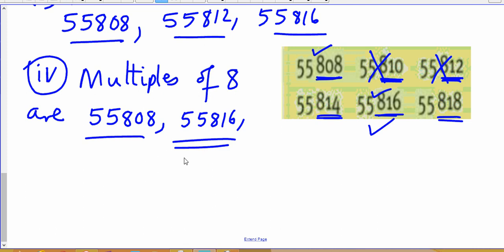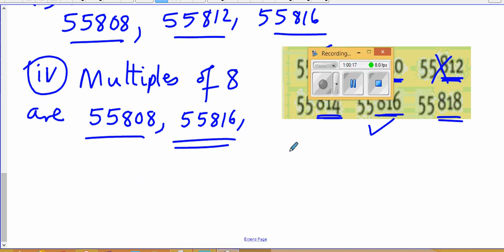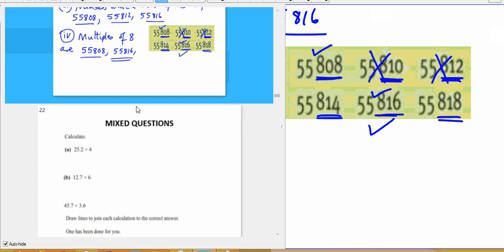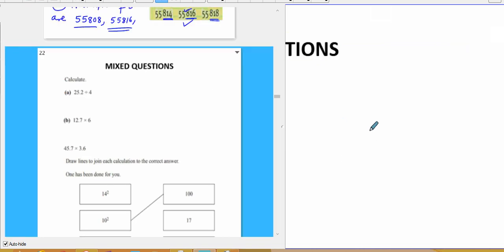Oh, wow. So we have come to the end of that page. Let me check how much time we have used. We have gone 1 hour now. Let us try to pull up and do mixed questions.